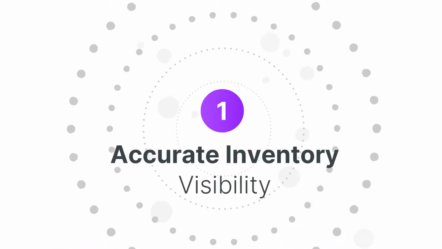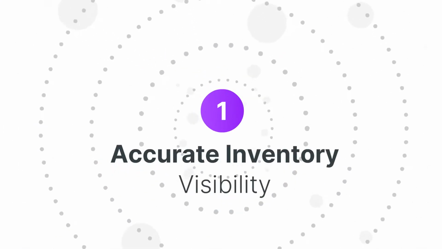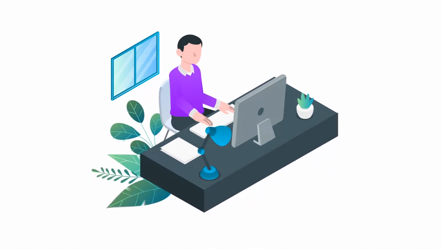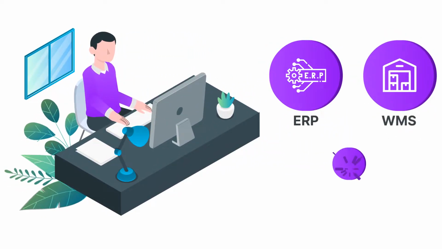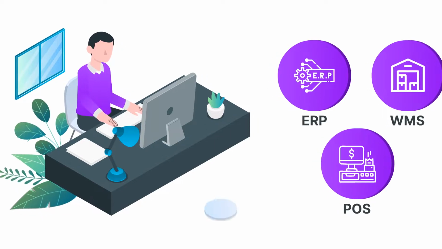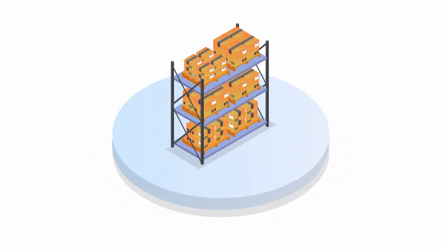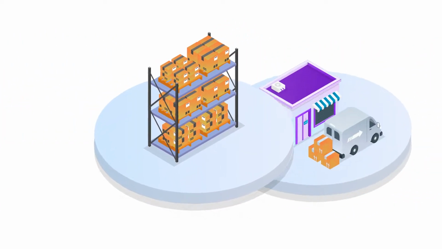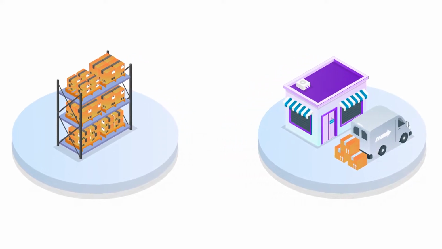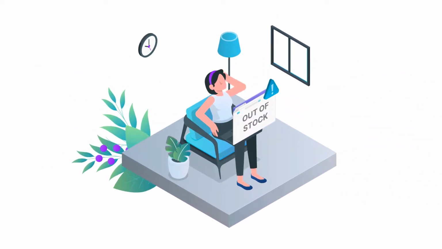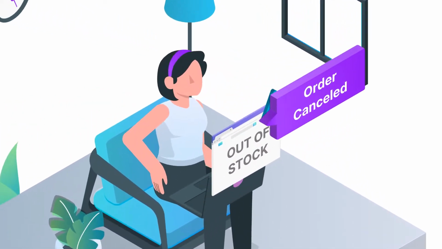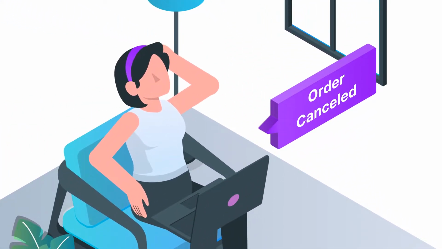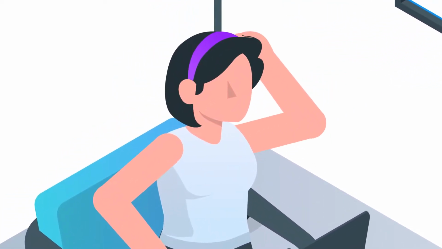1. Accurate inventory visibility. Tracking stock across multiple systems, like your ERP, warehouse management systems, point-of-sale system, and locations, including distribution centers, 3PLs and dropship vendors, and stores, can be a challenge. But if you don't have accurate stock, you can miss out on sales and the upsell on those sales. Or you risk overselling and canceled orders and disappointed customers.